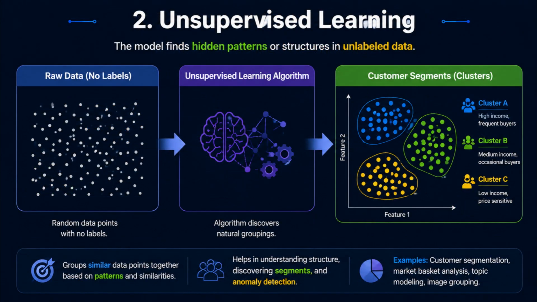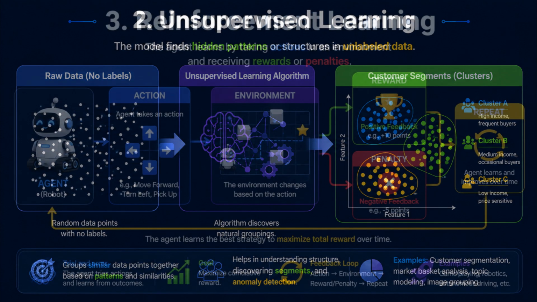Unsupervised learning works with unlabeled data. Instead of predicting known answers, it discovers hidden structures and patterns. Businesses use it for customer segmentation, anomaly detection, and recommendation systems.